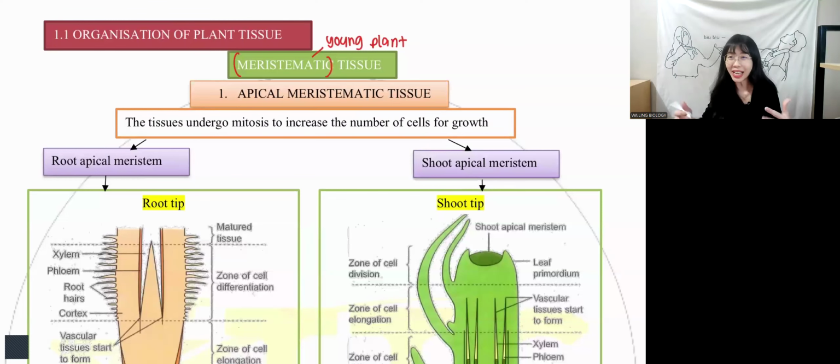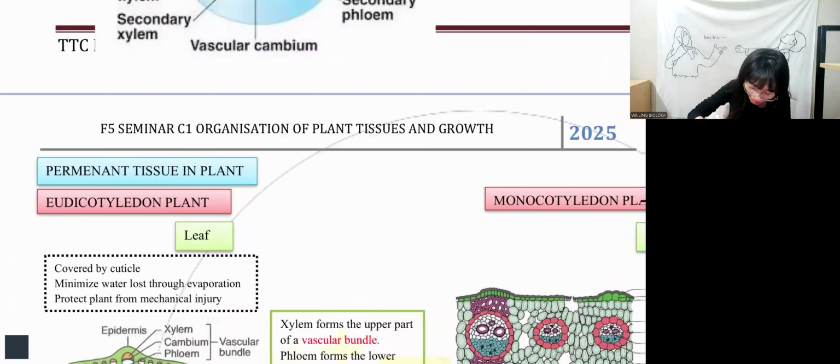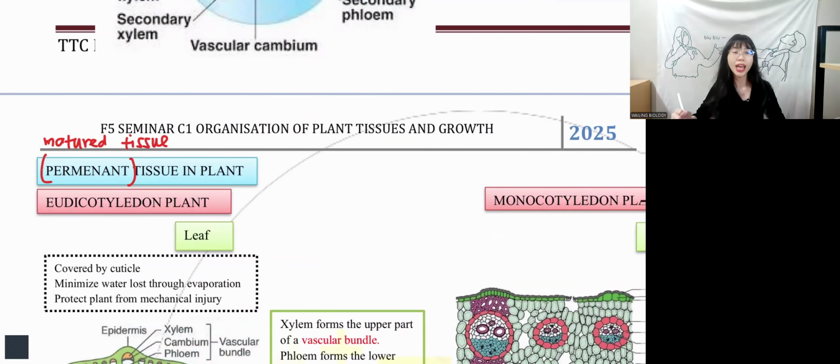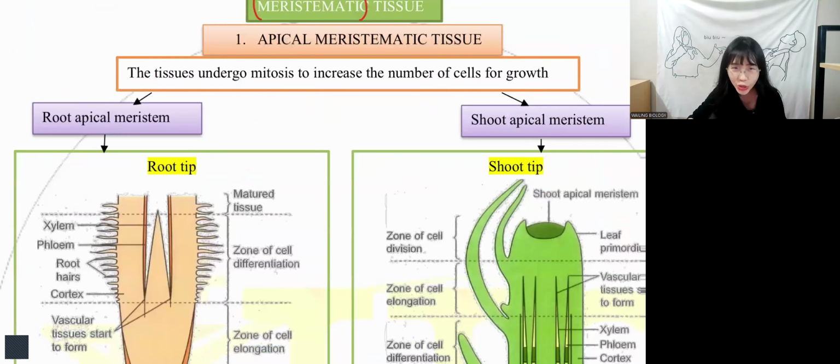As a young plant cell, they have to grow. Every plant cell, every human, when we are young, we have to grow. The other word that we have to learn is permanent tissue. What does permanent tissue mean? Permanent means matured tissue. So we have young plant cell and we have mature tissue. We will start from young plant cell, which is the meristematic tissue.